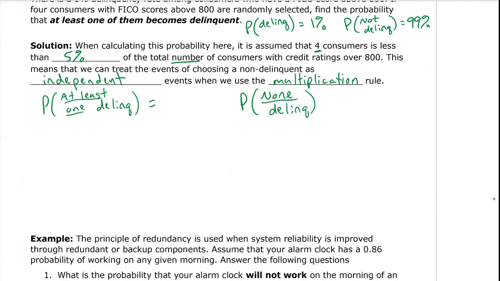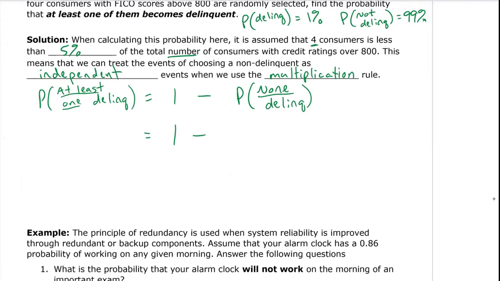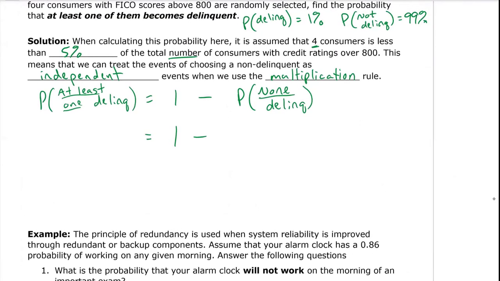None of the 4 are delinquent. And then what I'm going to do with that probability is take it away from 1, because those ideas, at least 1 and none, are complements of each other. If you add them together, they should add to 100%. So this is the easiest way to solve this kind of problem. If none of them are delinquent, you have not delinquent, not delinquent. You choose not delinquent 4 times. You're going to times that 99%. See where this came into play? You're going to take that 99% and multiply it by itself 4 times because you want 4 non-delinquents, none of them being delinquent. So all 4 are not delinquent.